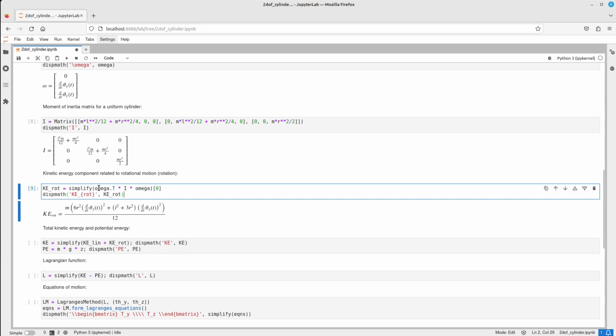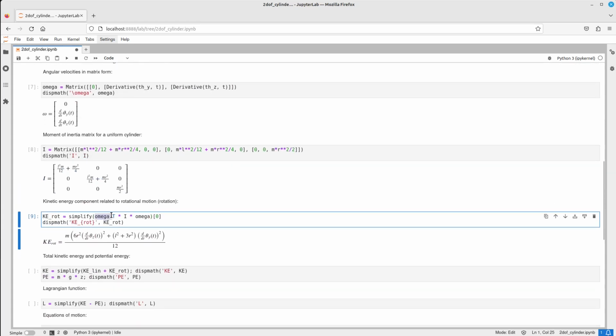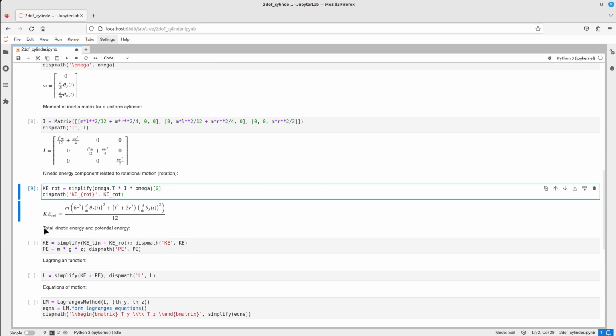If you remember, normally we would have I times omega squared. Since we're dealing with matrices here, we have to take the transpose of the first matrix here, then multiply it by this moment of inertia matrix, and multiply it by omega without transposing it this time. So this is what we get. And finally we can compute the total kinetic energy and potential energy.